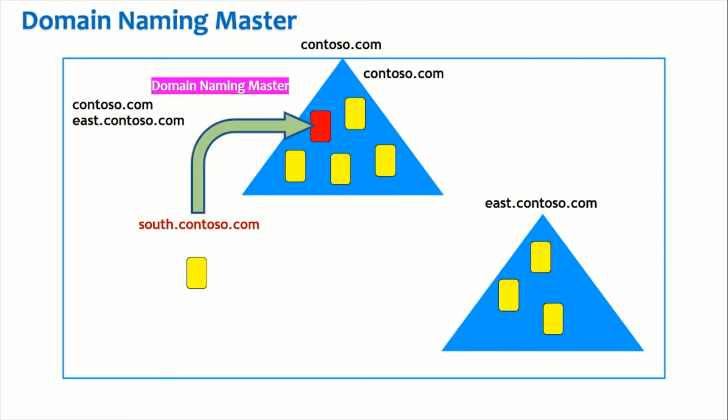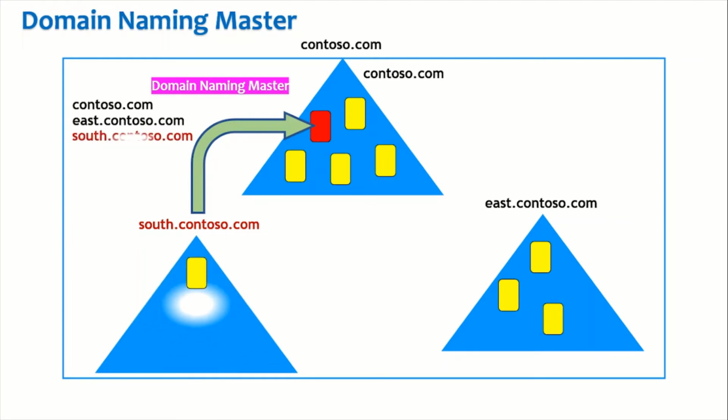Now the domain naming master will look in its list of domains, and if it finds this name, it will not allow us to create a domain with this name. But in our example, south.contoso.com is not present in the list, so we will be able to create a domain with the name south.contoso.com, and the domain naming master will also update its domain list by adding south.contoso.com. So, hope you have understood one of the functions, that is addition of a domain in the forest. This is taken care of by the domain naming master.